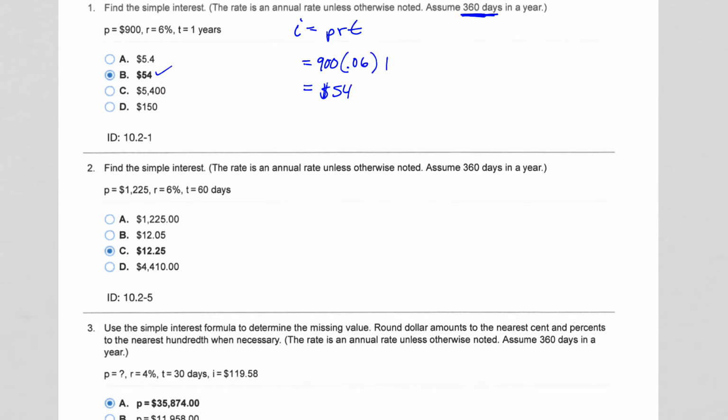Number 2, same thing, except we have 60 days. So remember, don't put 60 because that is a whole year. That's 60 years, so you have to put a fractional year. 60 days is not a full year, so there's your fraction of the year. And just type all this in your calculator, and you're going to get 12.25. Okay.